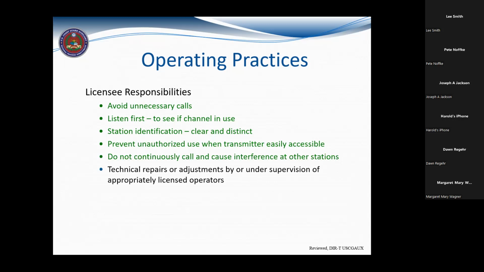Who makes technical repairs? You will need to know those license categories by sight when you see them.